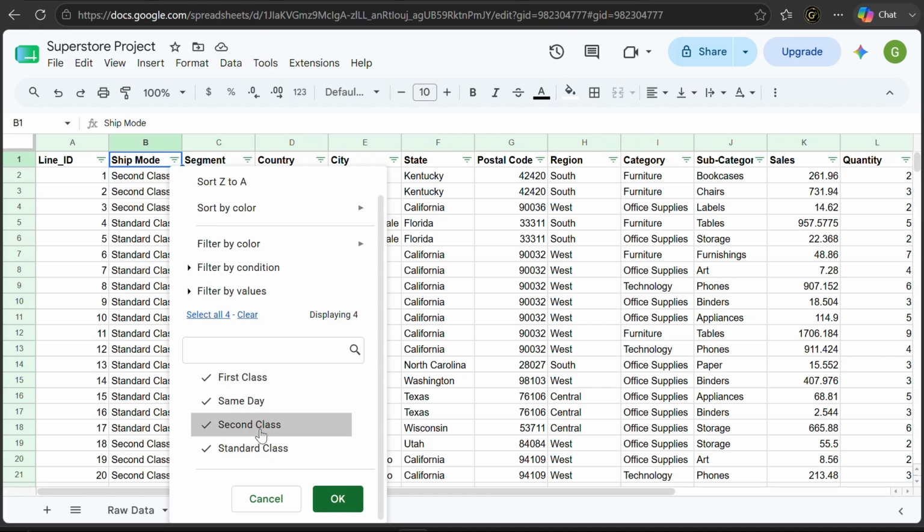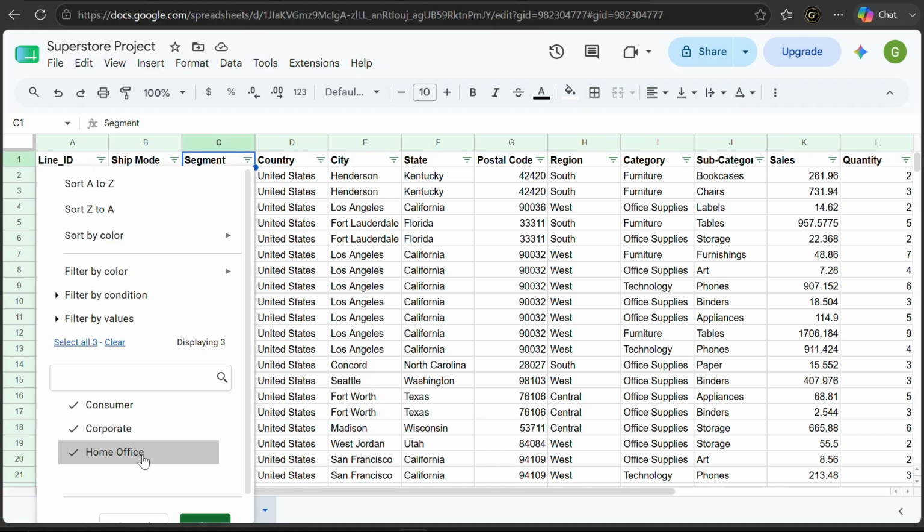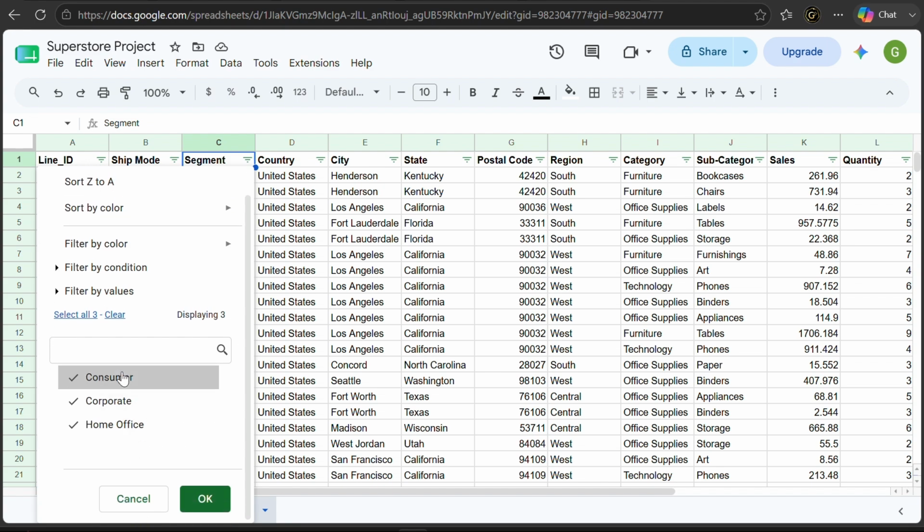We have first class, same day, second class, and then we have the standard class. So we are going to just do the same thing for the segments. For segment, we have only three segments. We have consumer, we have corporate, and then we have home office.